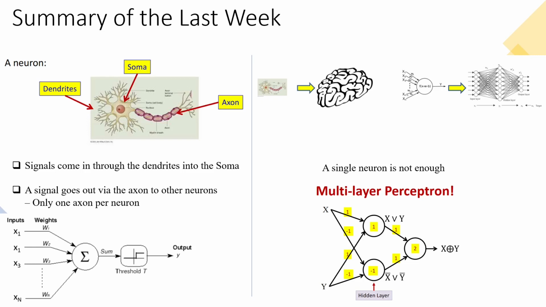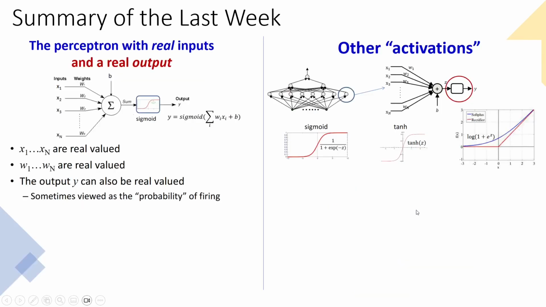And when people realized that, they needed to create something called the multilayer perceptron, where you have not just one single neuron, as in this case, but a combination of neurons, or a couple of layers. Okay, that was called the multilayer perceptron because a single neuron was not enough.